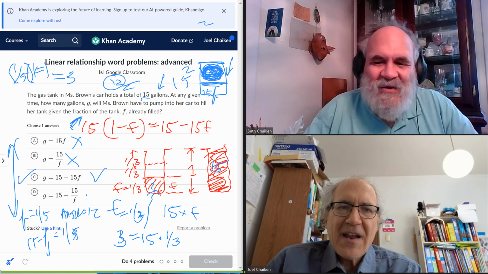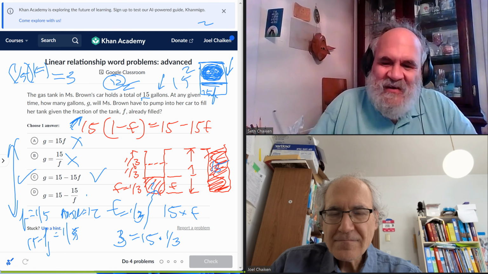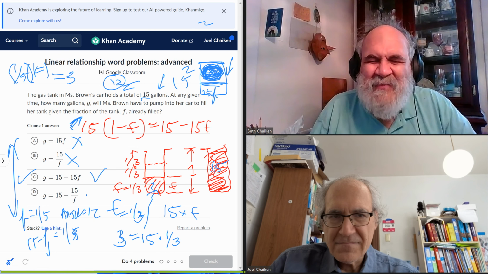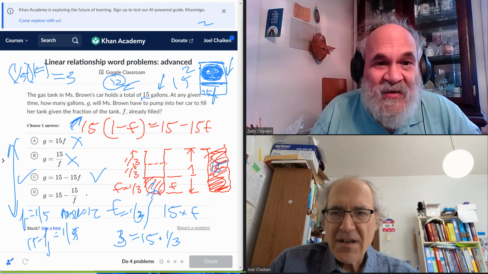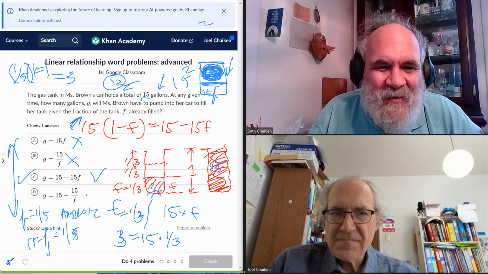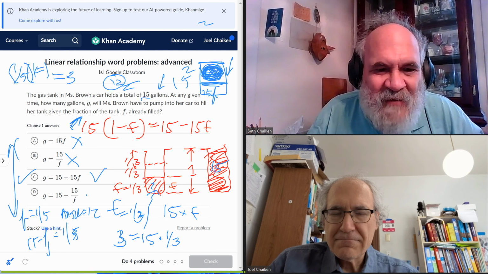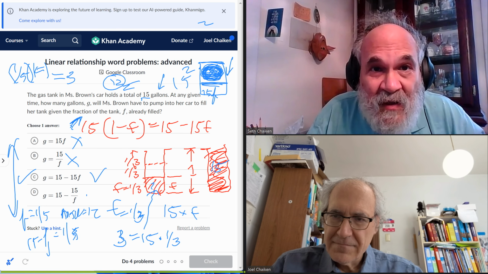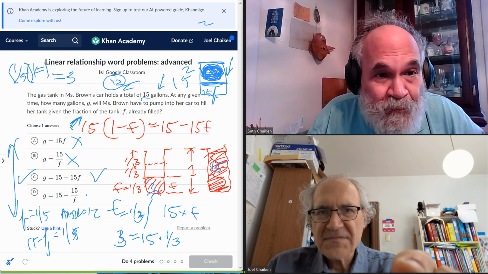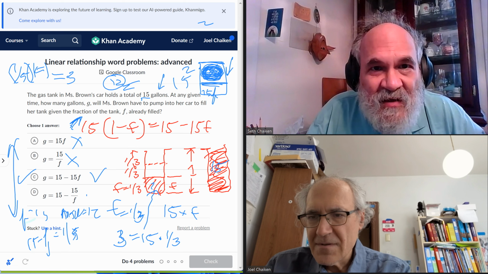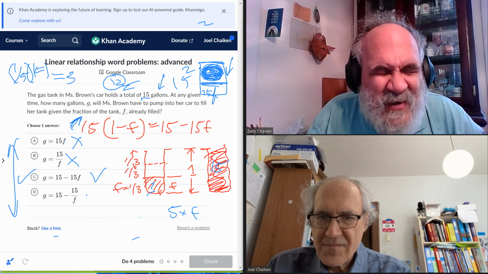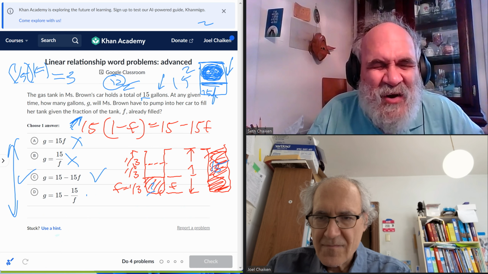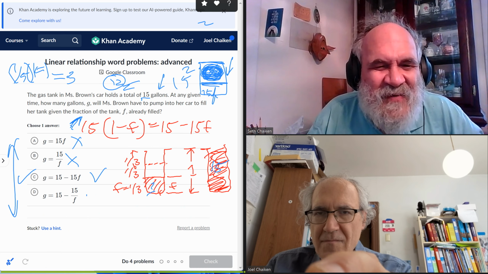If you want to do it another way, think of the case when the tank is empty. Yeah, but that's dangerous. F equals 0, and you have to add 15 gallons. That's the easiest thing. When f equals 0, we want a formula that gives 15.